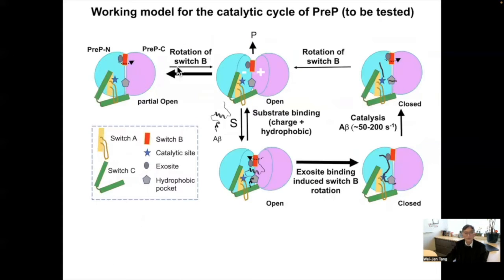In this conclusion slide, our current knowledge is that PrEP undergoes an open-closed transition in the absence of substrate. When substrate comes, its hydrophobic region binds the switch B region, somehow triggering the closed conformation, which is unfolding and cleavage, and the cycle goes back to the open state and restarts.